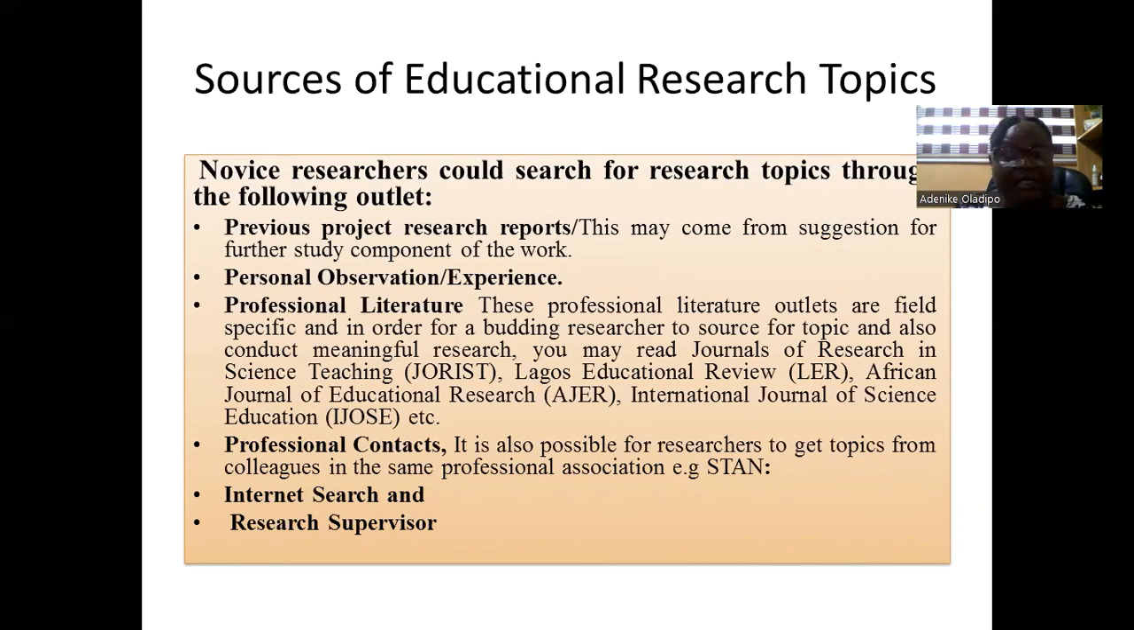Also, the internet is there for you. Then your research supervisor can also be a source of educational research topic. If your supervisor is already working in a particular area and you're interested in that area, you may be co-opted into it, or you may be asked to work in another area that will be an additional research area to the one that your supervisor is working on. So your supervisor can motivate you into a research area.